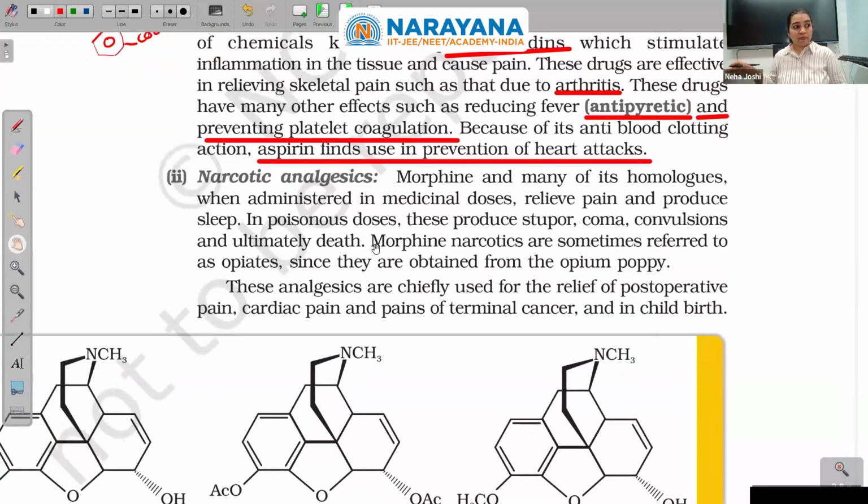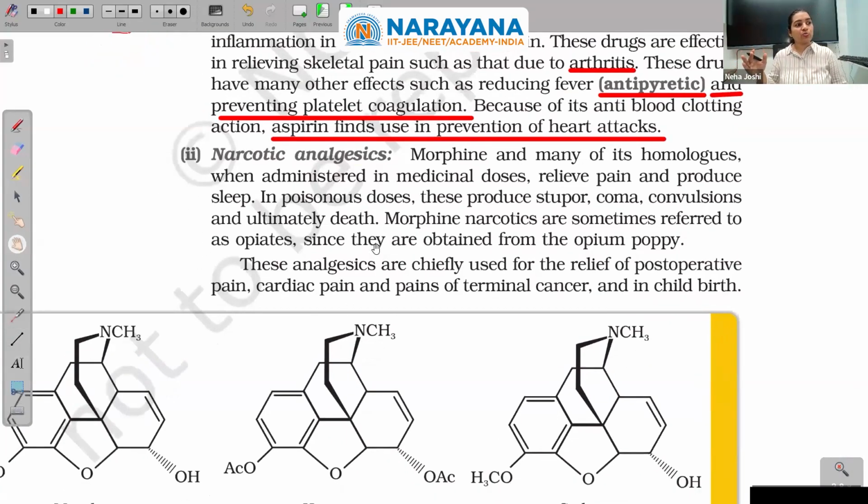It is not that it will stop the attack. That will be done only under medical supervision. But two tablets of aspirin dissolved in a glass of water will give you some time to rush to the hospital.